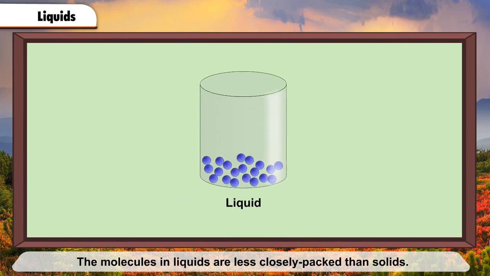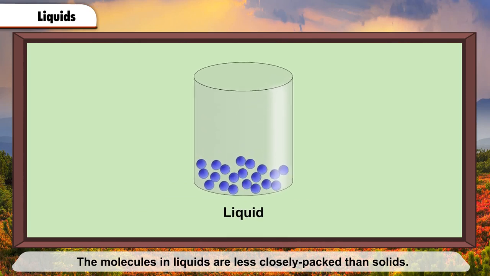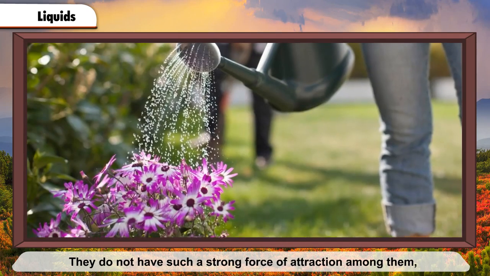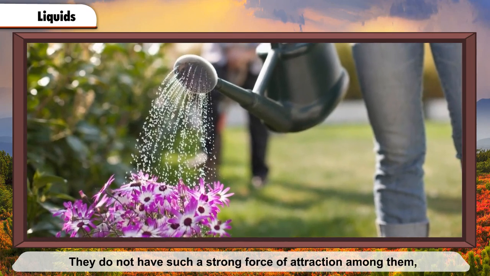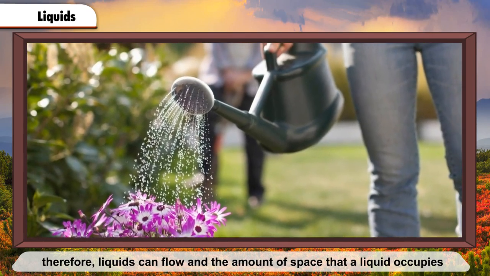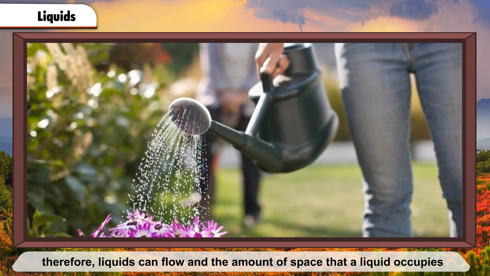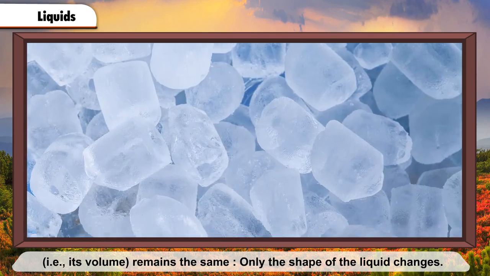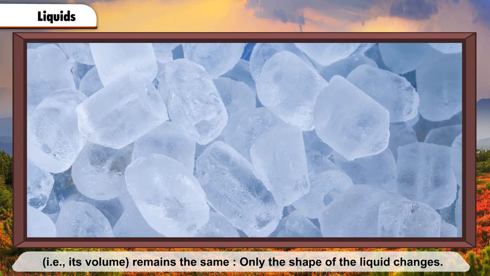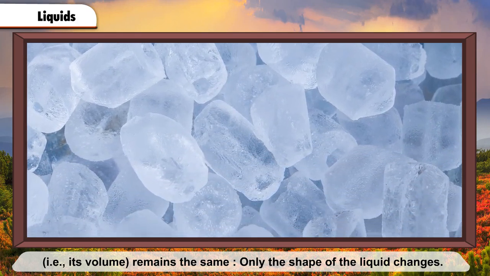Liquids. The molecules in liquids are less closely packed than solids. They do not have such a strong force of attraction among them. Therefore, liquids can flow and the amount of space that a liquid occupies, that is, its volume, remains the same, only the shape of the liquid changes.